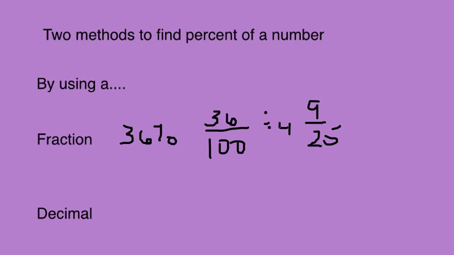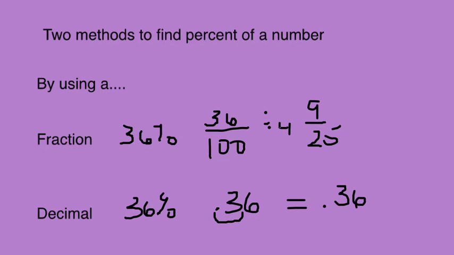I can also change the percent to a decimal. And knowing that there are 2 zeros in 100, this reminds me to move my decimal 2 places to the left. So I'm going to write the number 36 without the percent sign, move my decimal 2 places to the left, so I have the number 36 hundredths.